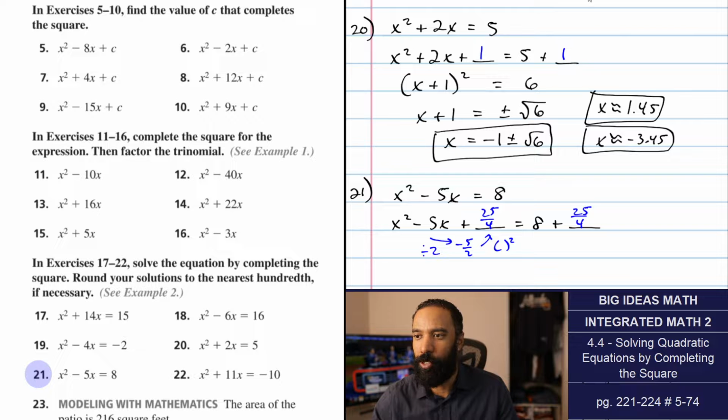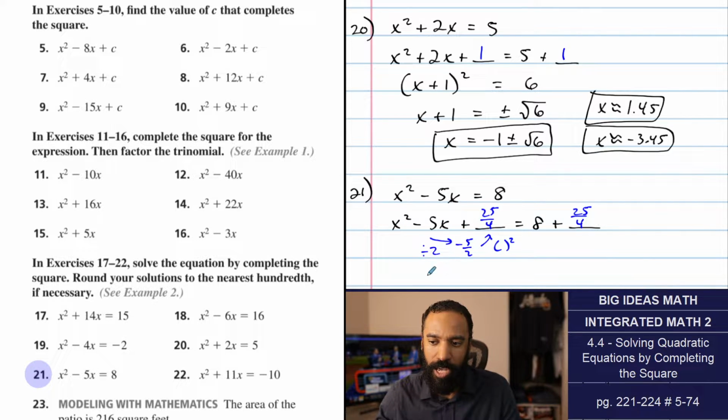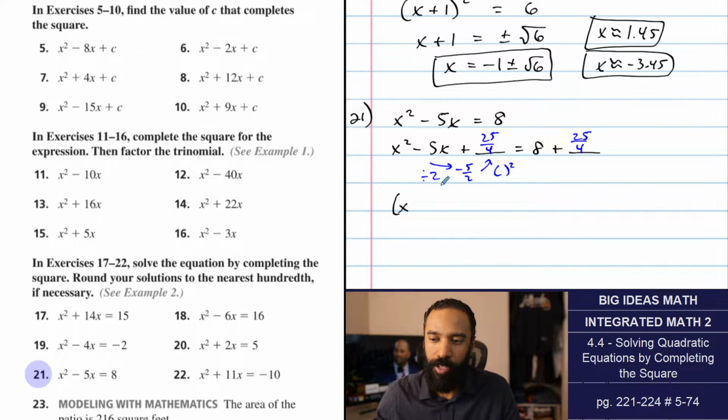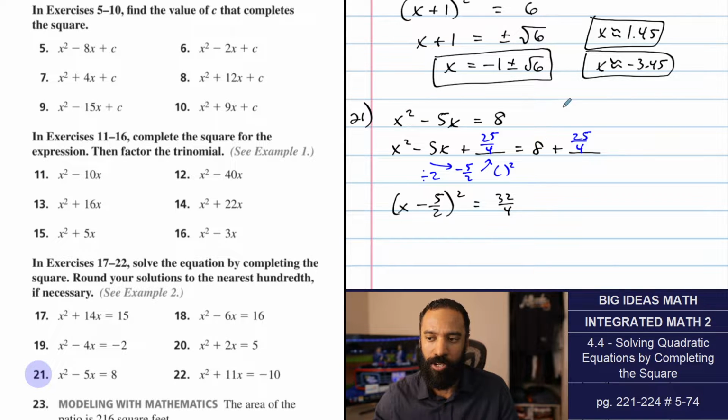Now, there are two things I've got to do. In 8 plus 25 over 4, I've got to find a common denominator, on top of I've got to factor this here. Now, the factoring should be as straightforward as we've seen. It's going to be x minus 5 over 2 quantity squared, like that. And 8 is also 32 over 4. This common denominator practice requires that you multiply top and bottom by 4 over 4, like that. 32 divided by 4 is 8, so that's how we write it.